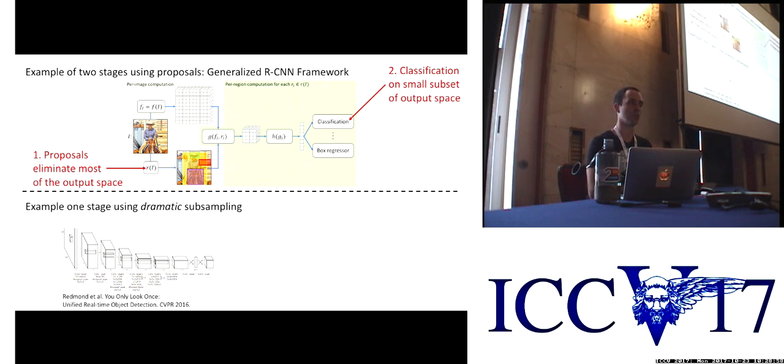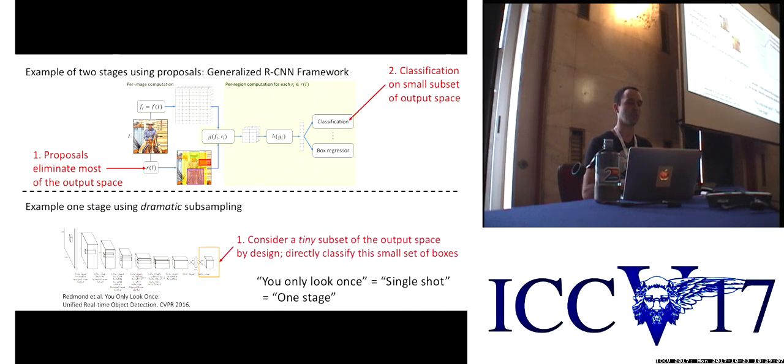Now here's an example of a one-stage system. The one-stage system, in this case YOLO, is going to use a drastic subsampling of the output space. So for example, it's going to consider only 98 out of billions of boxes and directly classify for each one of them whether they're the object or not.